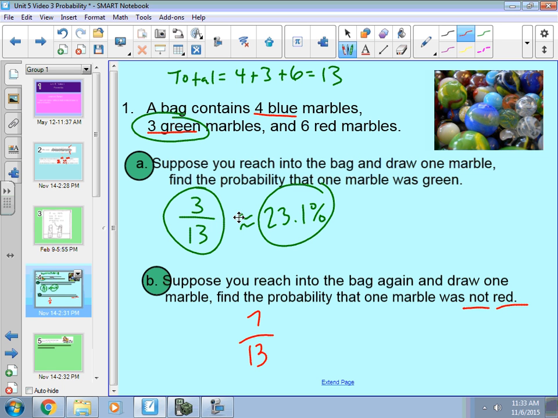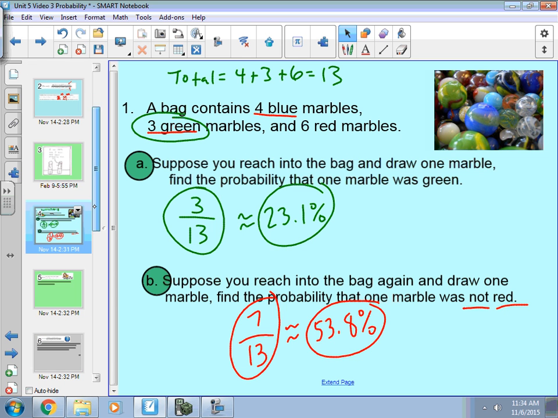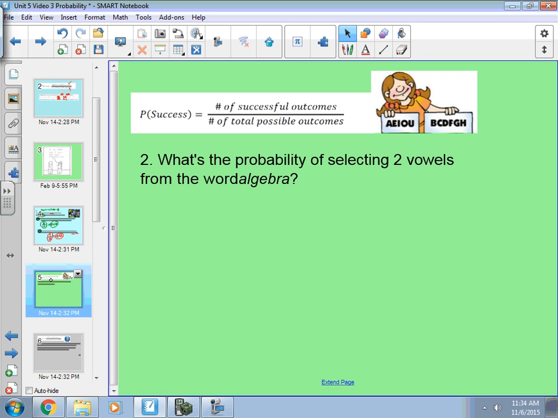Or again, you can change this to a percentage. If you divide that out, it's pretty close to about 53.8%. So either of those 2 answers is good. All right, so those ones that's pretty simple probability. We'll come back to that, but we're going to look at how do you do some harder ones here today where you have more possibilities of things happening.